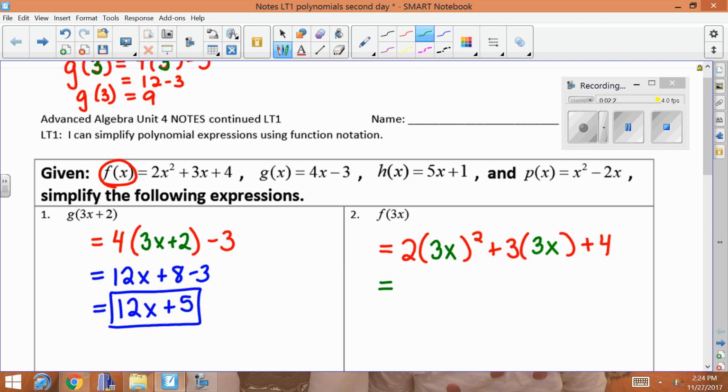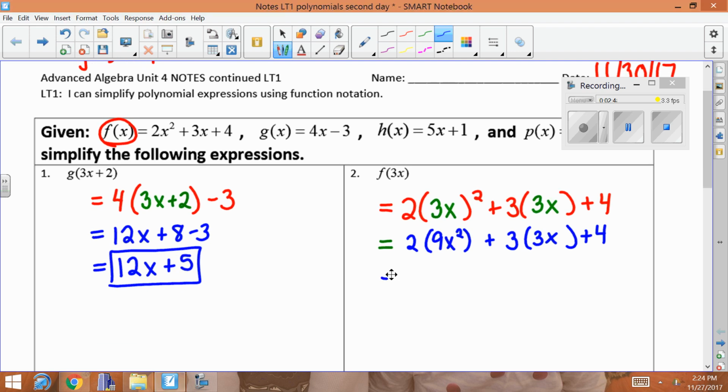So now we have to go through and simplify it. But be careful, make sure that you are doing it as order of operations. So that means instead of doing 2 times 3x, I have to do 3x squared first. And when we square 3x, we have to make sure we square both things in there. So I'm just going to rewrite it here first. And now when we go through this, we can start multiplying. 2 times the 9x squared gives us 18x squared.